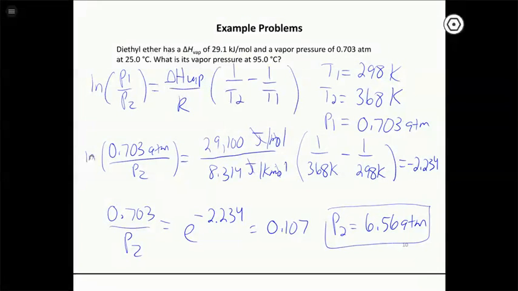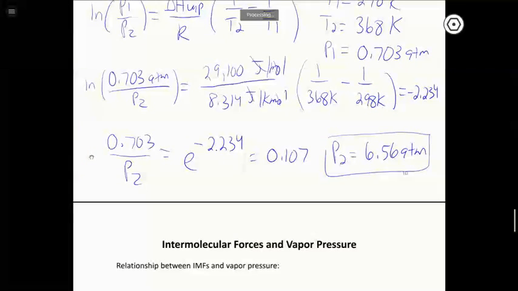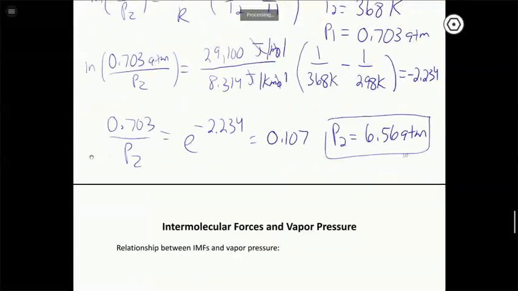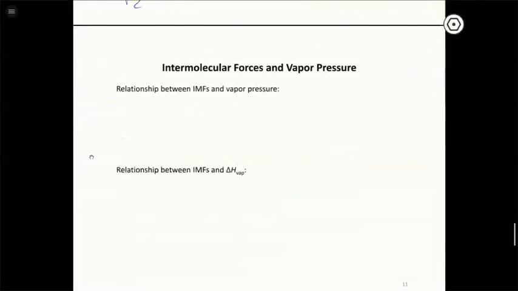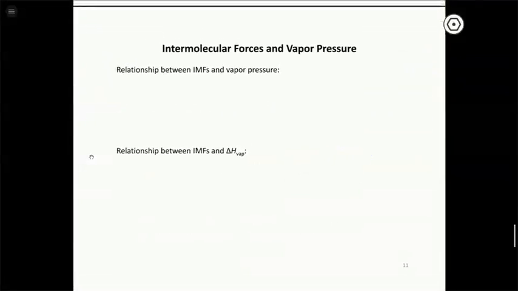All right, so it's just using this equation to solve for one particular unknown, which in this case was the vapor pressure. What we'll close with is one other way that we can use this equation. But first, let's talk about the relationship between intermolecular forces and vapor pressure. Other things we'll have to understand are the relationships between these quantities, and we kind of already mentioned this.